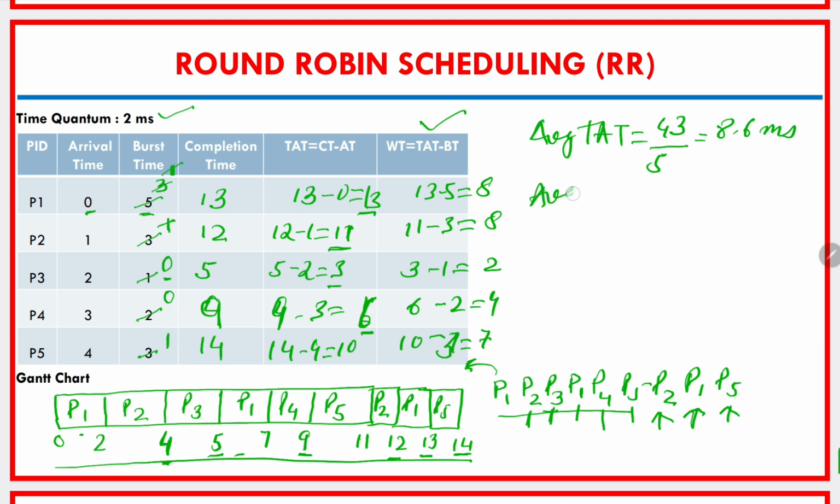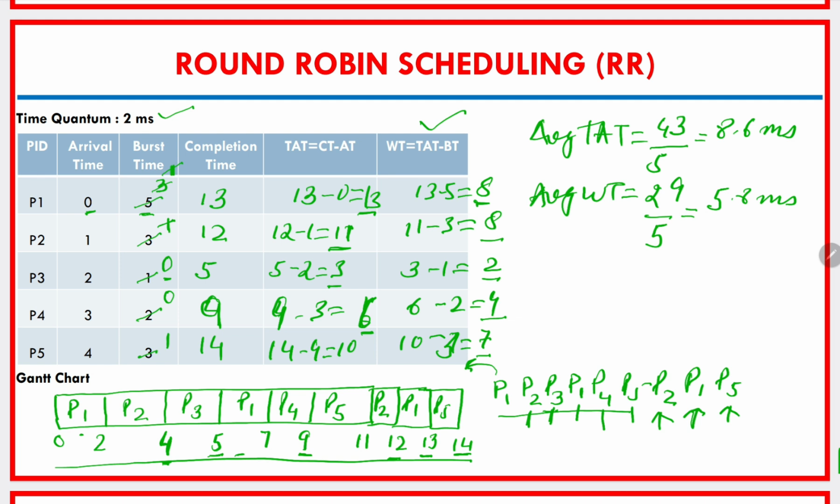And if we calculate the average waiting time, again add the individual waiting times of all the processes, that is 8 plus 8, 16, plus 2, 18, plus 4, 22, plus 7, 29. So 29 divided by 5, as 5 is the total number of processes in the system, so it comes out to 5.8 milliseconds.